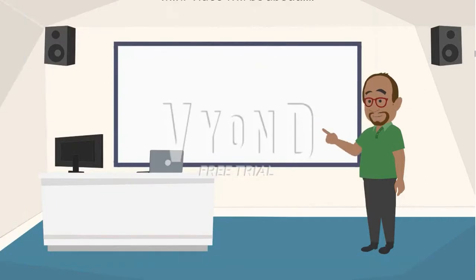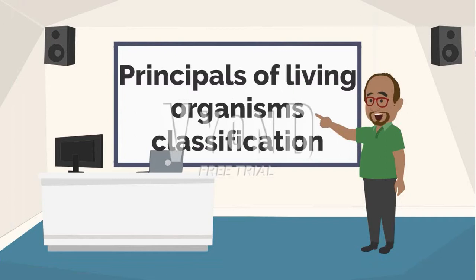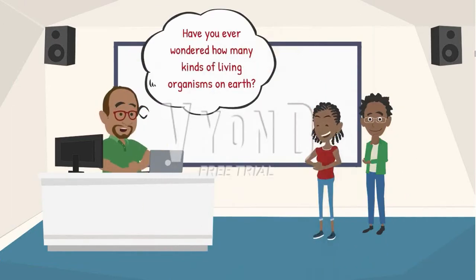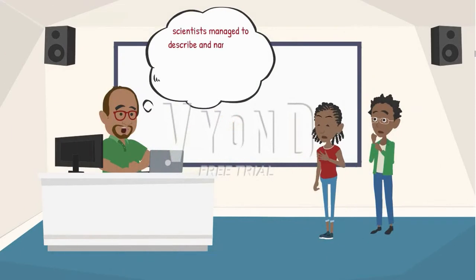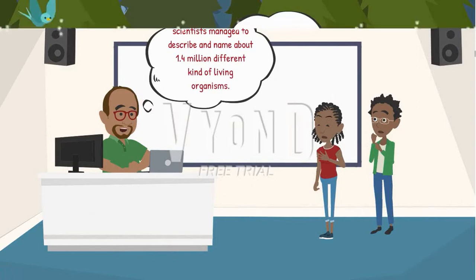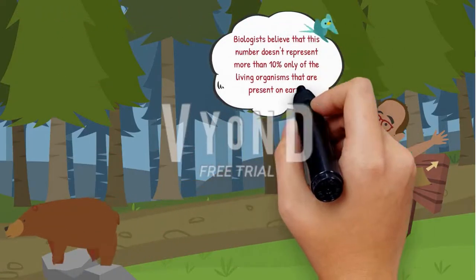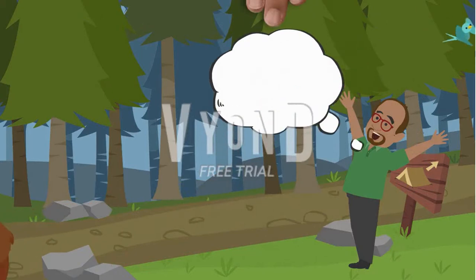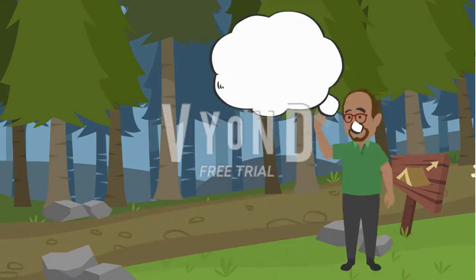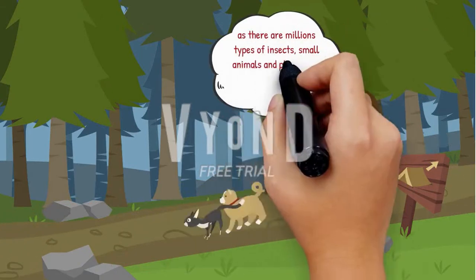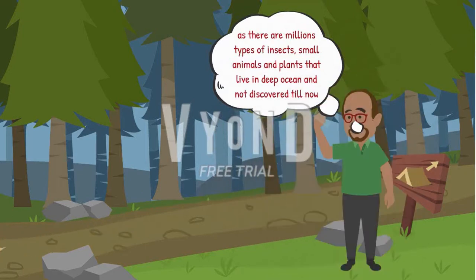Today's mini video will be about principles of living organisms classification. Have you ever wondered how many kinds of living organisms are on Earth? Scientists managed to describe and name about 1.4 million different kinds of living organisms. But biologists believe that this number doesn't represent more than 10% of the living organisms that are present on Earth, as there are millions of types of insects, small animals, and plants that live in the deep ocean and are not discovered till now.